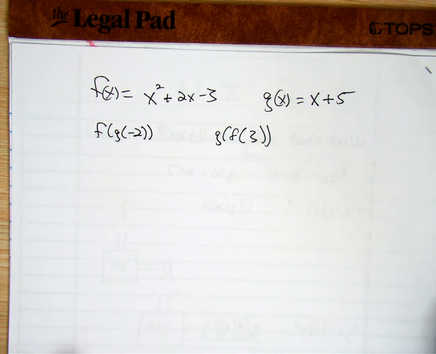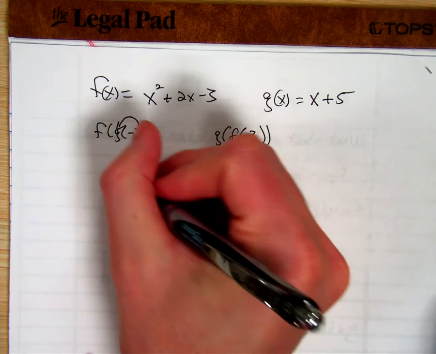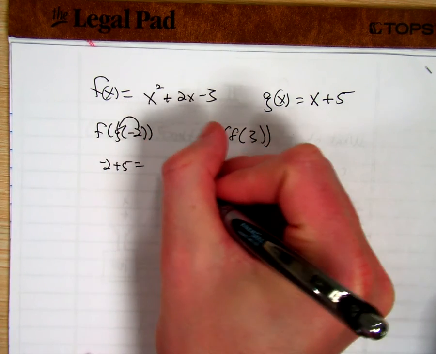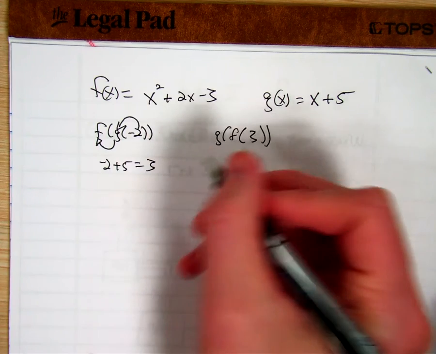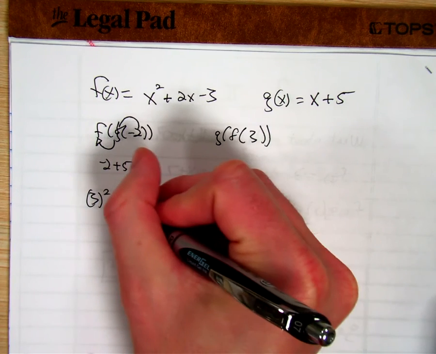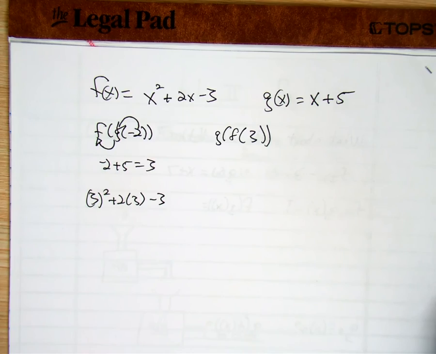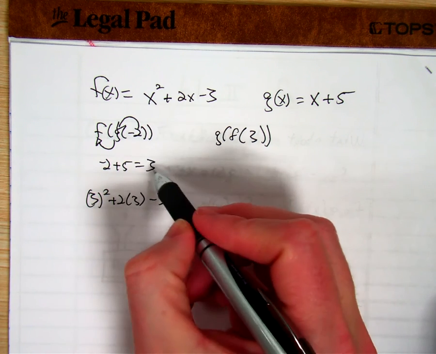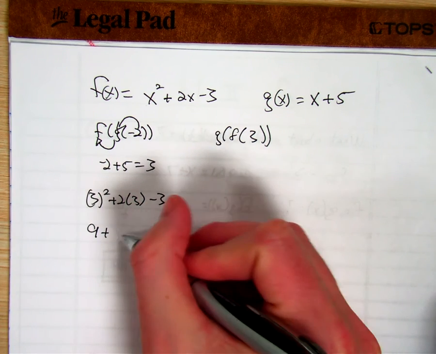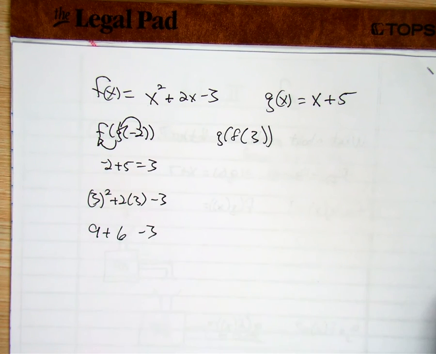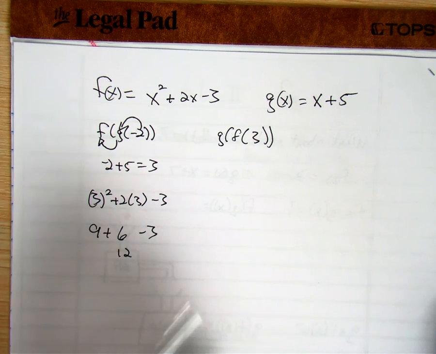Okie dokes, welcome back. We're putting negative 2 into the g equation. So we have negative 2 plus 5. That's going to be 3. Then we're taking that 3 and we're putting that into the f equation. 3 squared plus 2 times 3 minus 3. So we put it into both x spots. Okay, so 3 squared is 9, plus 2 times 3 is 6, minus 3, 15 minus 3, that should be giving us 12.